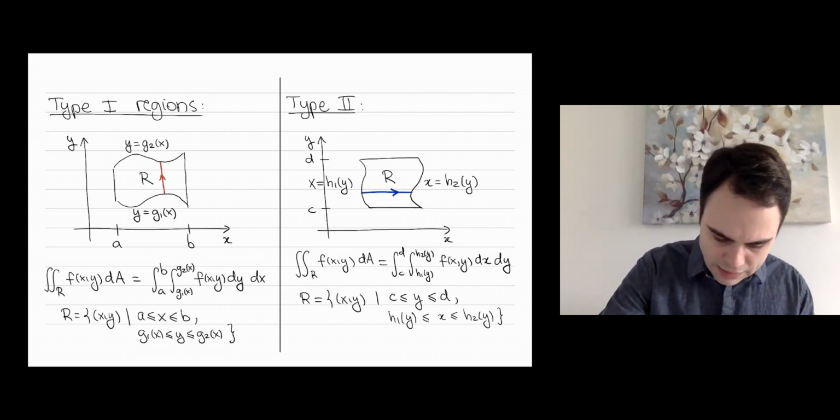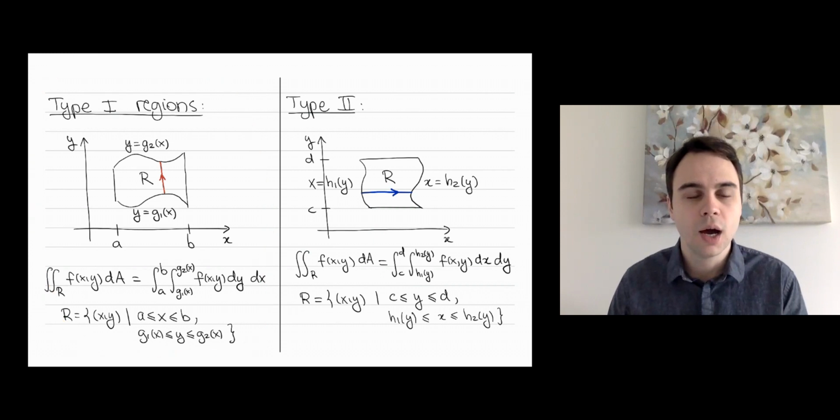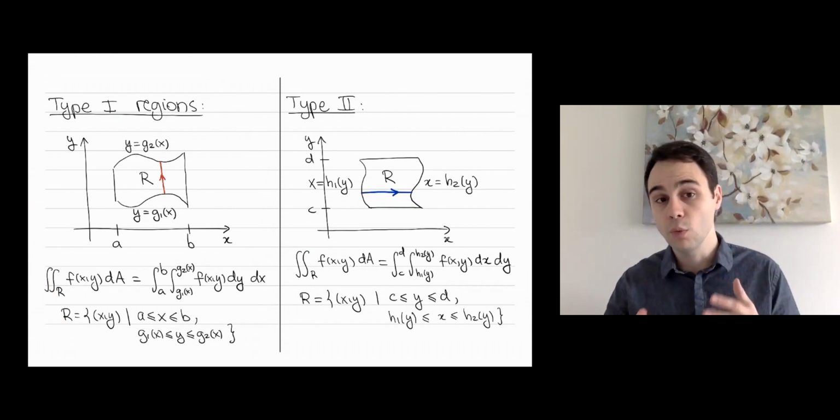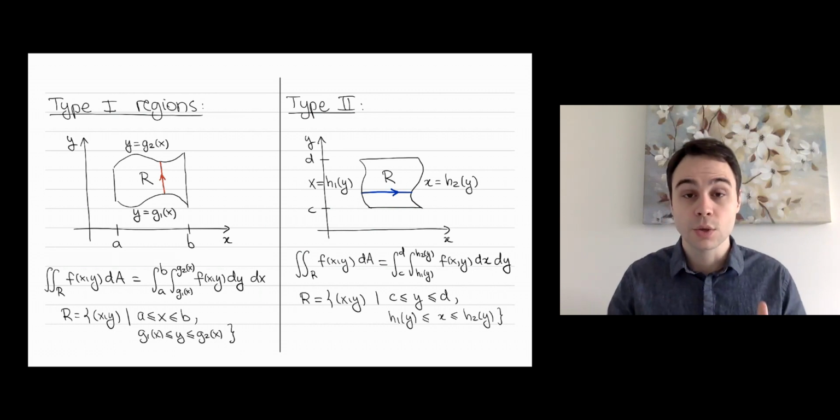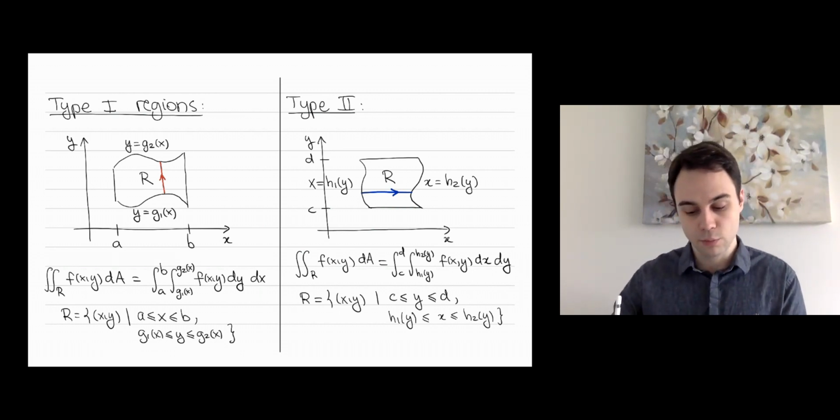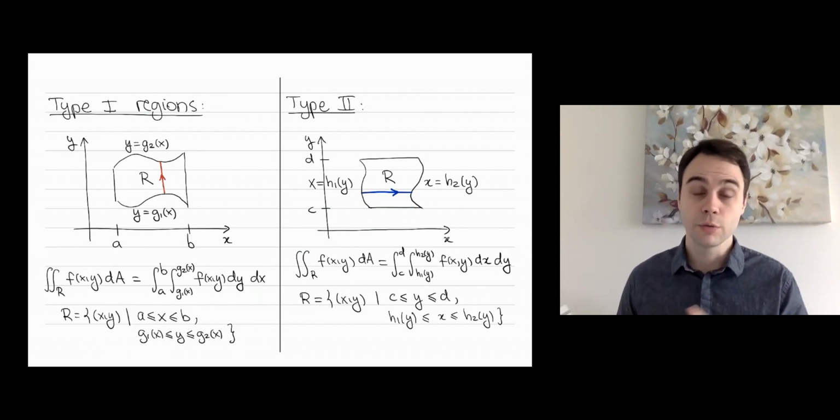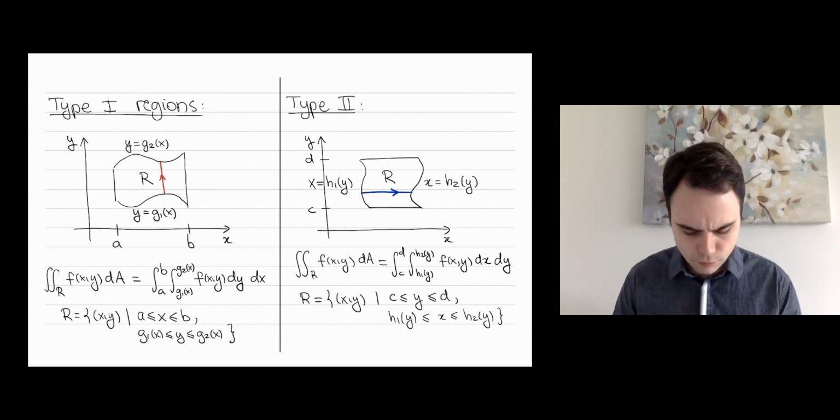So the integrals I showed you how to do in the first lecture, the formulas I gave you, were right when we have a type 1 region. You'd have to modify the formulas for more complicated regions, but for type 1 regions, the easy regions, the formula is right. So here's what a type 1 region is.